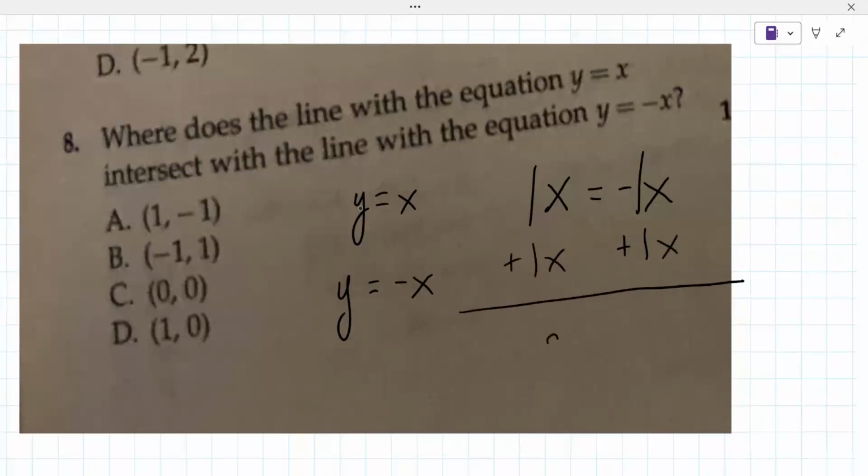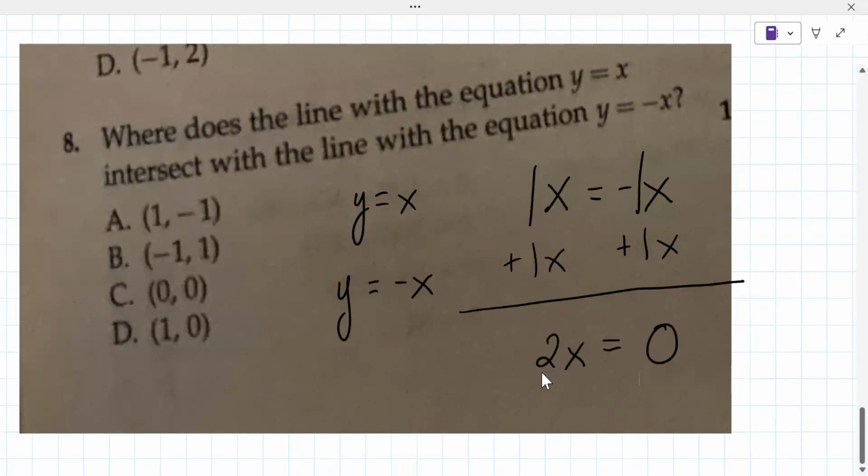So on the left, it's 2x. What is it on the right? What is -1x plus 1x? What does the right-hand side become? 0. Yes, 0.